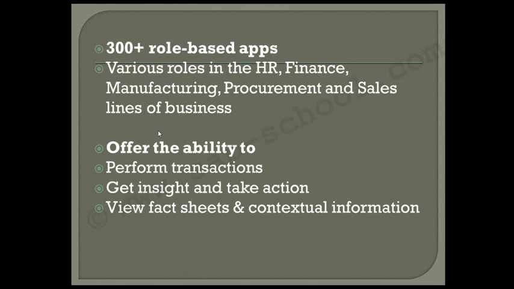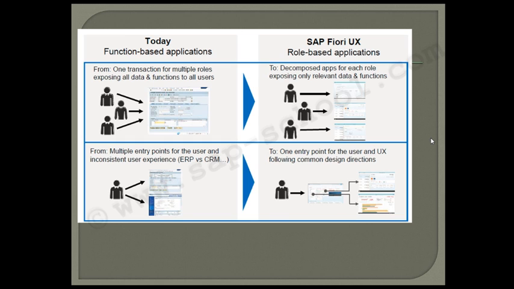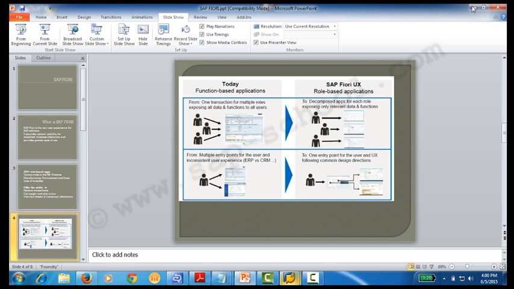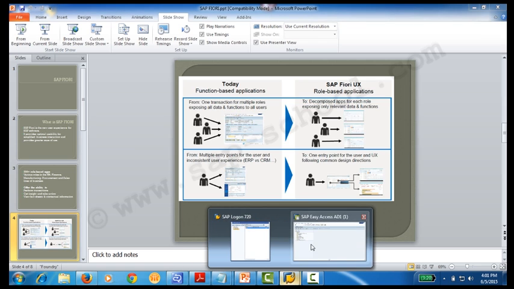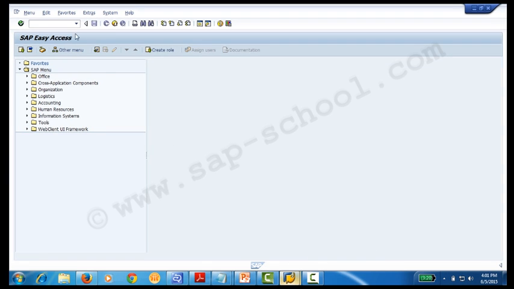The ability which these apps provide is that users can perform transactions, get better insight, and take action depending on that insight, and view fact sheets and contextual information. Now we will show you an example of how it looks today and how it looks in Fiori. We will take an example of an employee applying for a leave request. Now I'll log in to my ECC system.